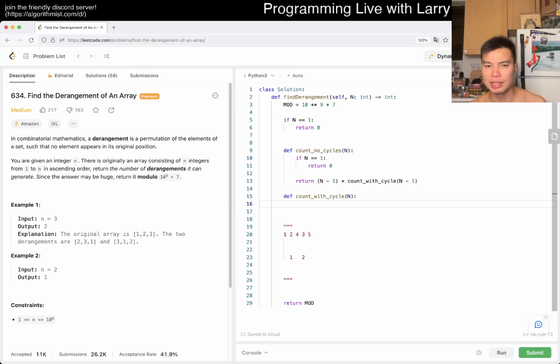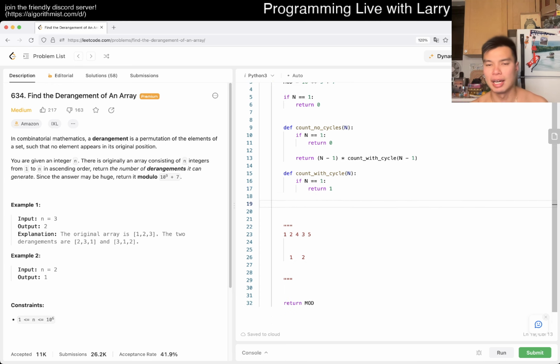And then count with cycle, you have 2 choices. What is the base case? If you have a cycle and n is 1 left, then you have no choice. You have 1 because there's only 1 place to put it. Otherwise, you could end the cycle. There's only one way to end the cycle, which is the number that's missing. So it's going to be 1 times count no cycles n minus 1. That's end cycle.